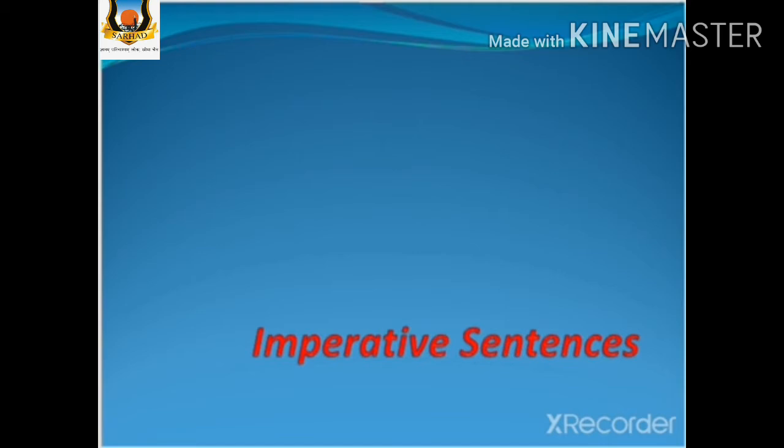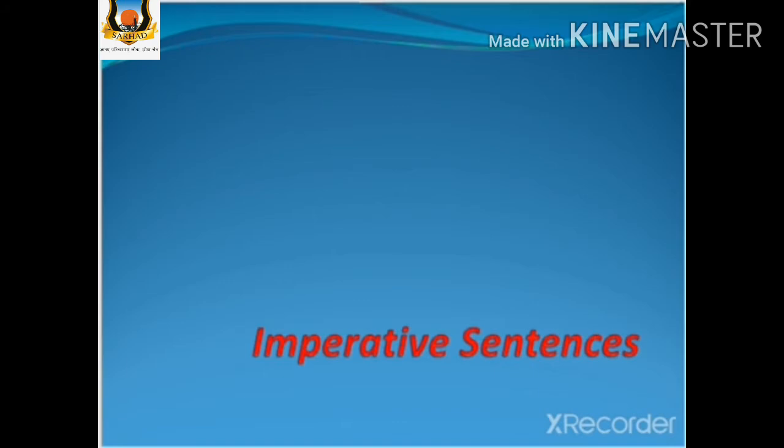Okay, and today's topic is imperative sentences. Today we are going to discuss how to convert the active voice of imperative sentences into passive voice. Okay, so students, are you ready with your notebook and pen, as I am going to give you formulas and sentences? All of you are requested to note down these formulas and sentences. So our topic today is imperative sentences.